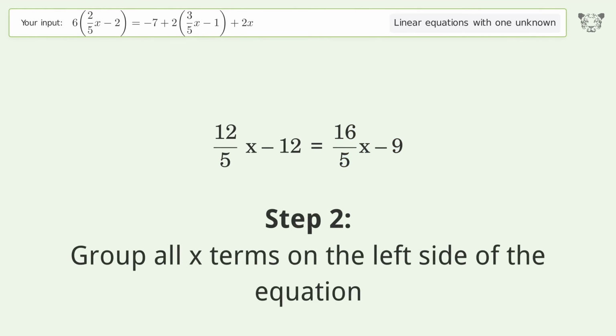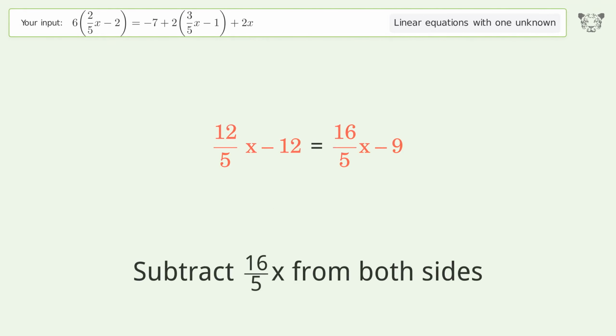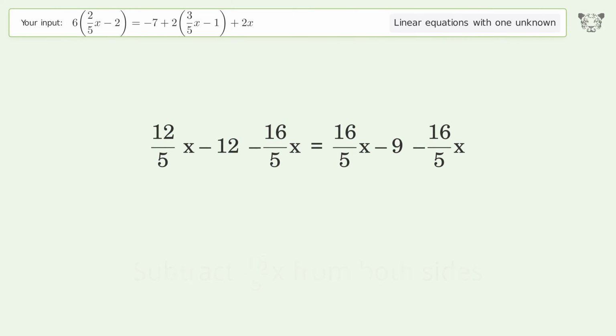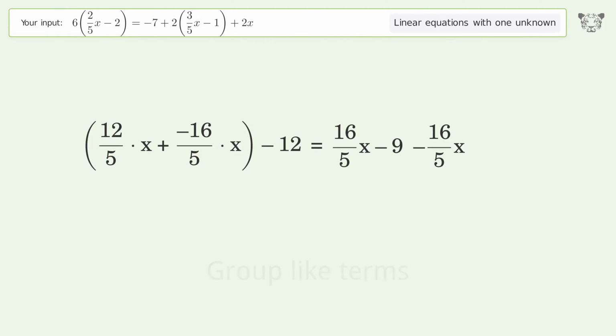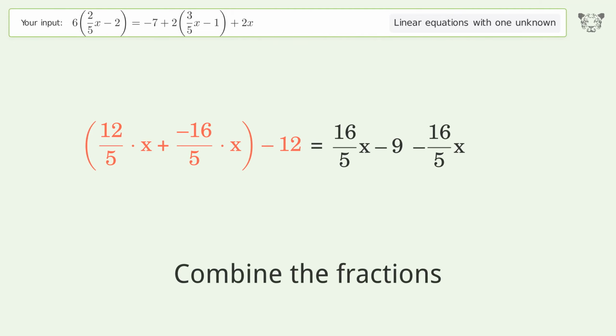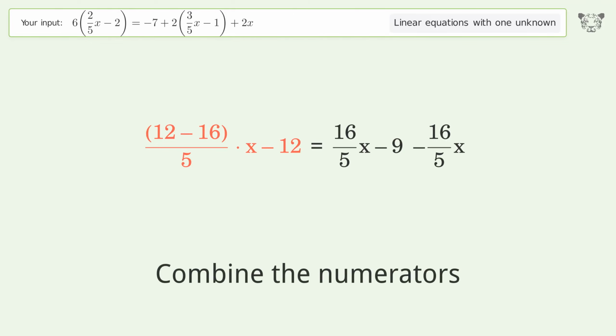Group all x terms on the left side of the equation. Subtract 16/5x from both sides. Group like terms. Combine the fractions. Combine the numerators.